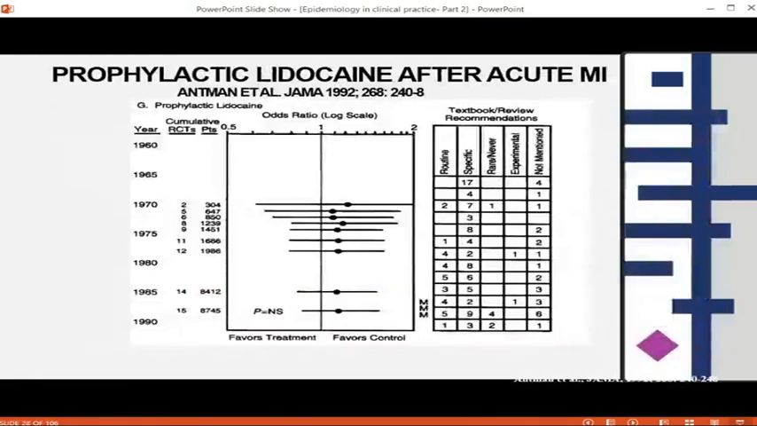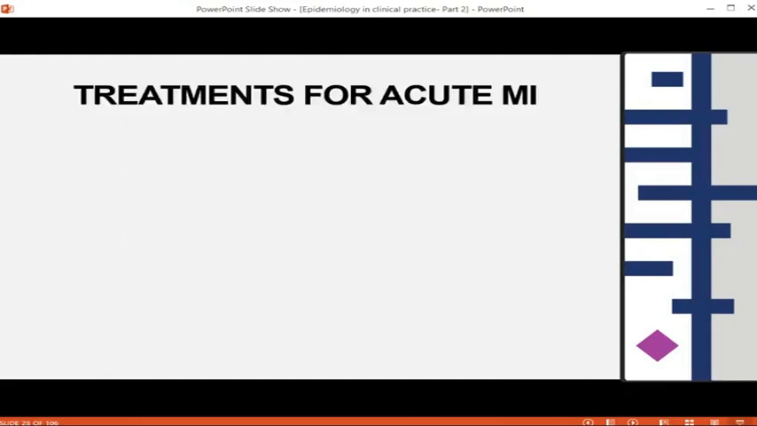And what were they recommending instead? Potentially harmful interventions as routine. So prophylactic lidocaine after acute MI was being recommended right up to 1989 or so, or even 1990, when the cumulative evidence was clearly showing that lidocaine doesn't help and probably harms. So this is the tragedy.